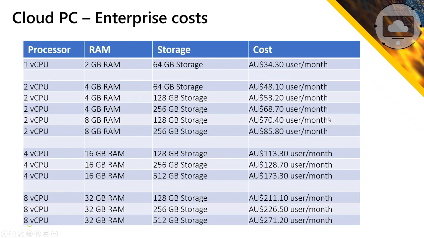Here are some of the Cloud PC enterprise costs. So if you're looking at deploying this in your environment, you've got the SKUs on the left-hand side there, and you've got the pricing on the right-hand side. One thing to note with this is no matter which SKU you go with, you're still going to be paying egress costs on your network. I think that's in small text somewhere on their website, so I just thought I'd mention that to you.